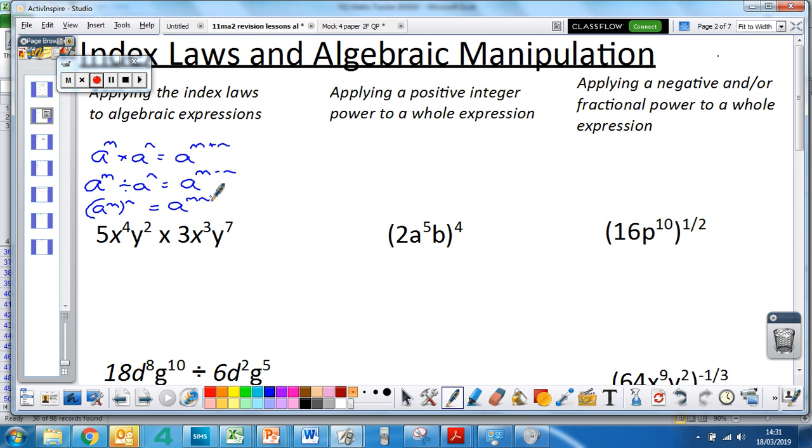And here we are with an algebraic expression, 5x to the 4 y to the 2 multiplied by 3x to the 3 y to the 7. So the first thing we need to do here is deal with the whole numbers. The 5 and the 3 are multiplied to make 15. The x to the 4 and x to the 3 are multiplied to make x to the power 7. And then finally, y to the power 2 times y to the power 7 is y to the power 9. That is a nice and simple explanation. Multiply the numbers, deal with the x's, deal with the y's. Nice and simple.